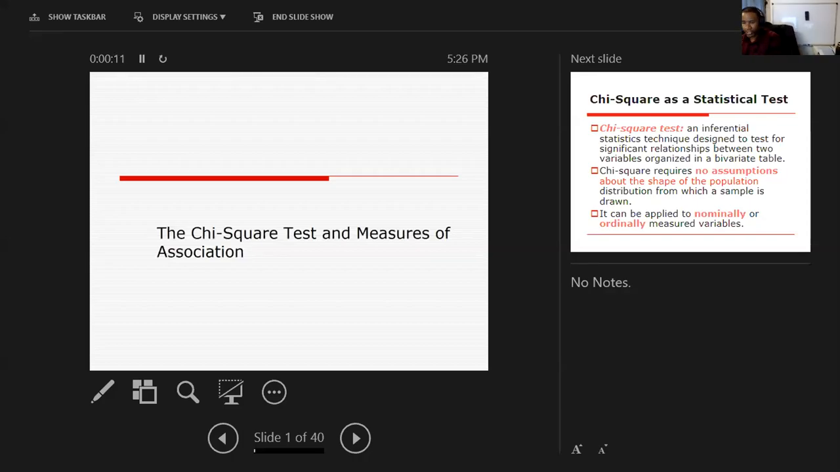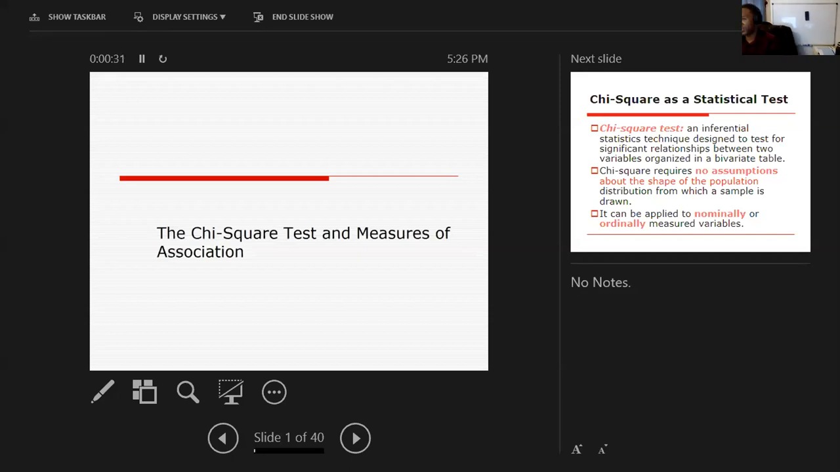All right, so today we're going to be talking about Chapter 10, which is the chi-squared chapter. Okay. So we're going to be discussing the chi-square test and the measures of association. Now, what is chi-square? Chi-square is a statistical hypothesis testing procedure, okay?